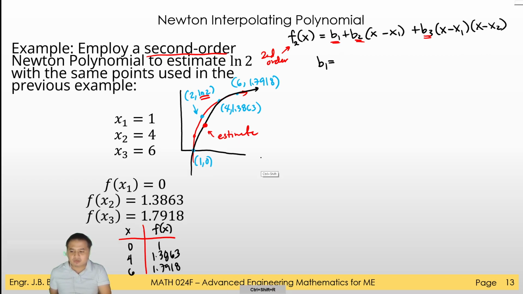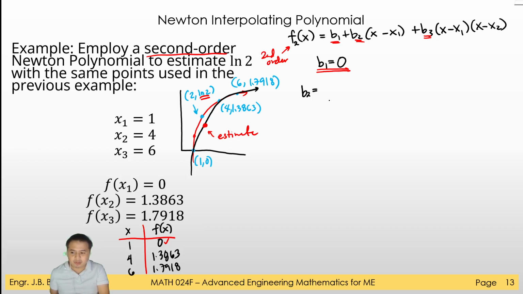So b1 is equal to f of x1, which is basically this. So we have 1. Okay, that's it. I'm sorry, it's the other way around. So this is 1 and this is 0. So b1 is actually 0. Okay, so we are done with b1. And then for b2, this is a longer one.